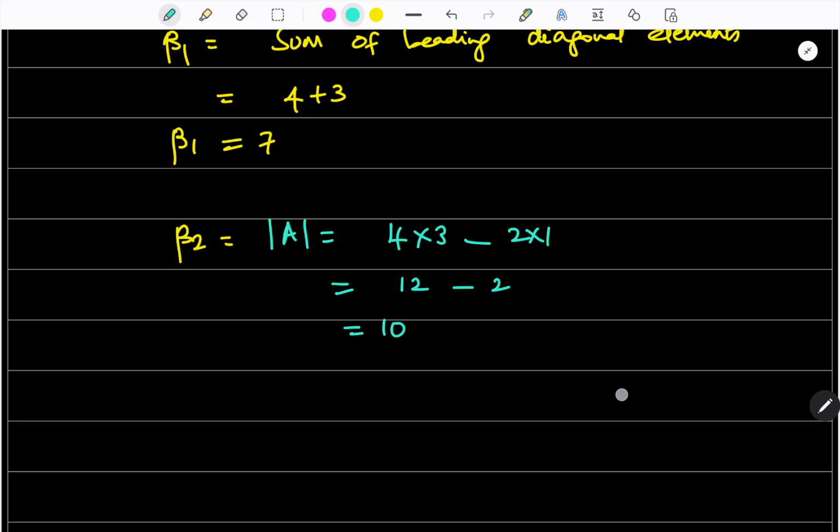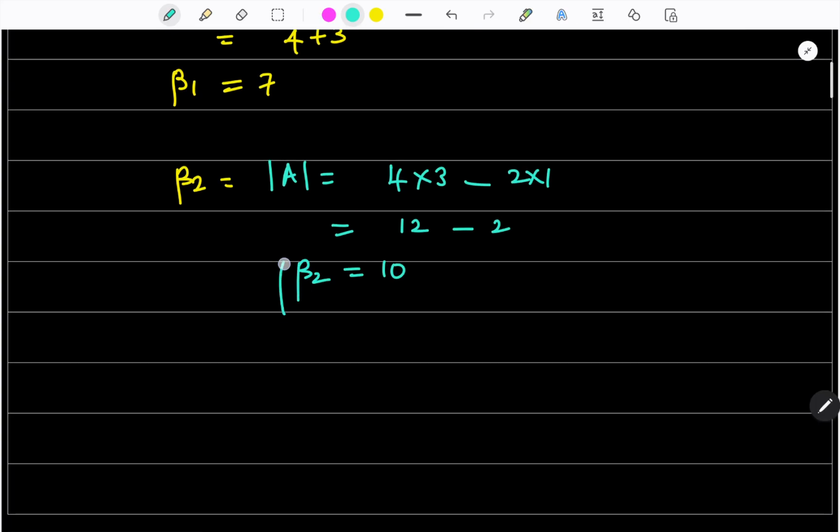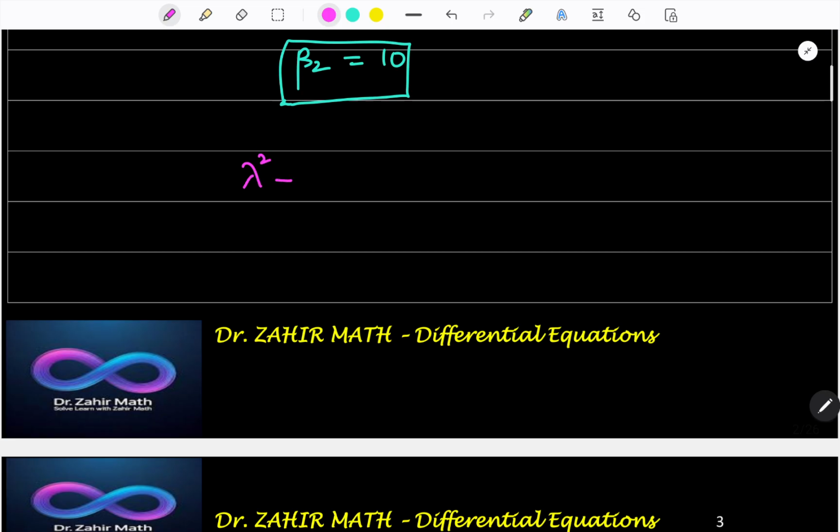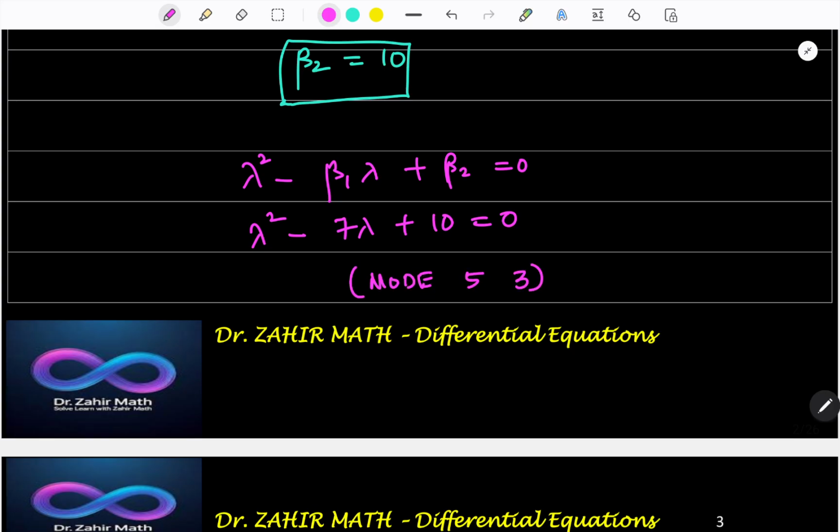So beta 2 is equal to 10, and beta 1 is equal to 7. So what will be your characteristic equation? Your characteristic equation is lambda squared minus beta 1 lambda plus beta 2 is equal to 0. So lambda squared minus 7 lambda plus 10 is equal to 0. Now you need to go to mode 5 and then 3.